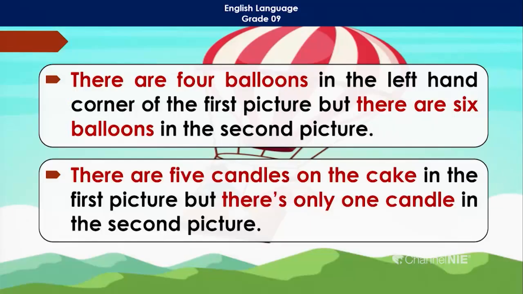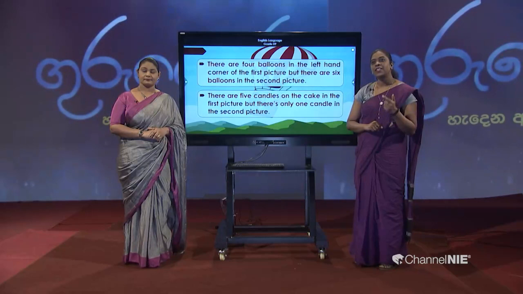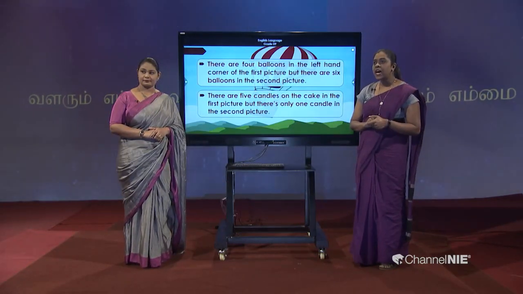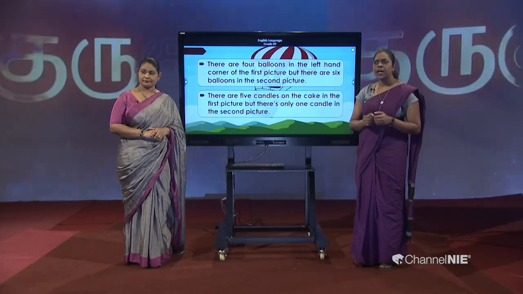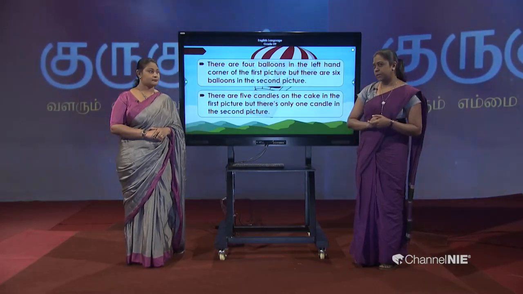Now let's move on to the sentence structure, because this is what we are going to focus on today, children. Please take a look at the slide and observe the sentences written in red. The first one: there are 4 balloons in the left-hand corner of the picture, but there are 6 balloons in the second picture. If you can, repeat after me. There are 4 balloons. There are 6 balloons. There are 5 candles on the cake. There is only 1 candle in the second picture.